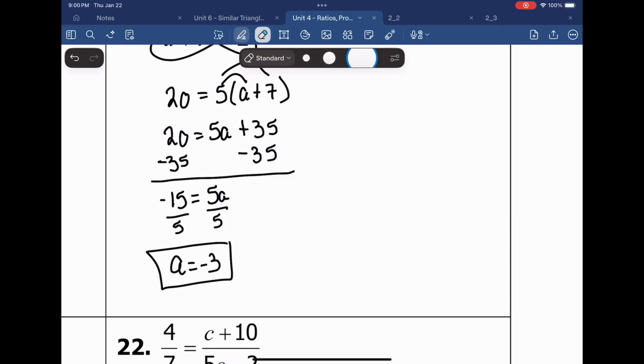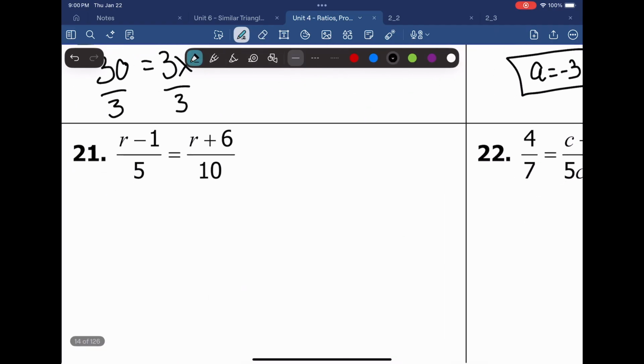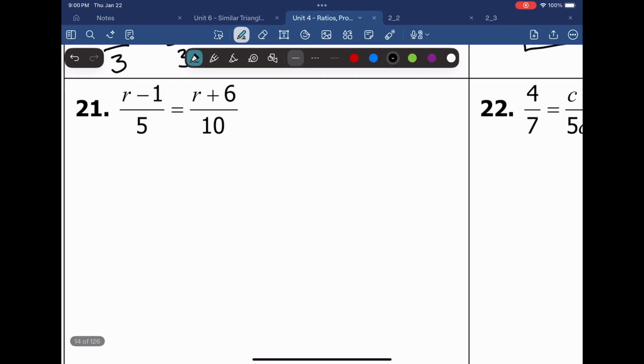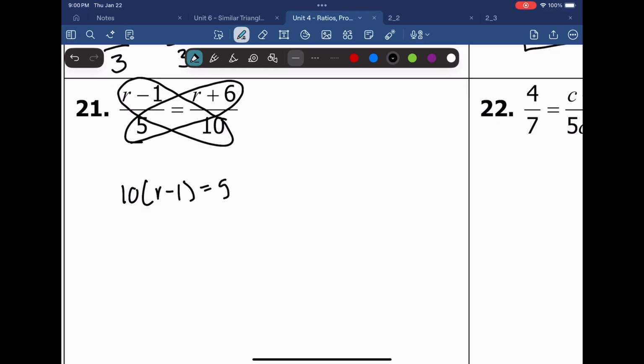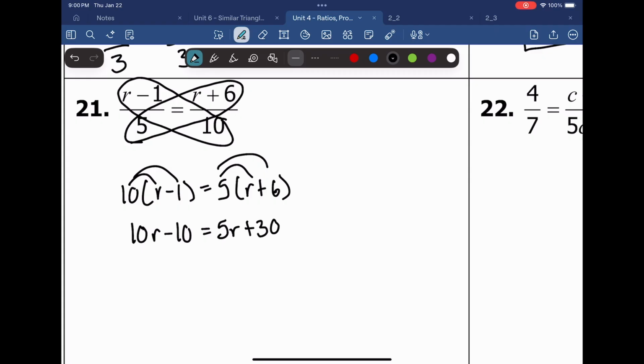So, moving on, we've got something a little bit different here. Now you've got 2 expressions. This actually isn't as bad as it seems. You just have to distribute twice now. So you'll have 10 times r minus 1 is equal to 5 times r plus 6. Okay, so distribute. You've got 10r minus 10 is equal to 5r plus 30.